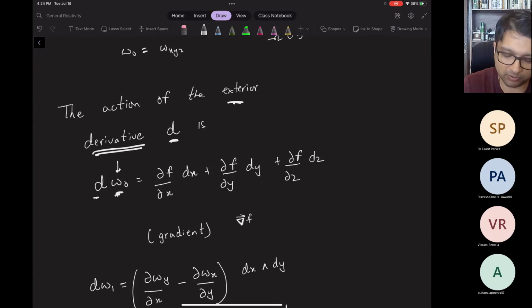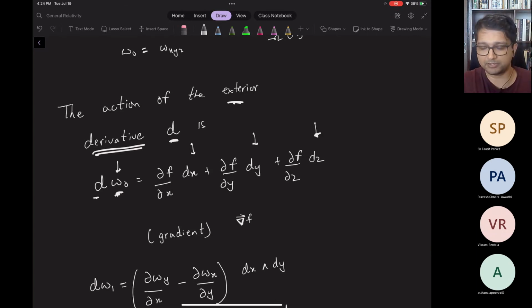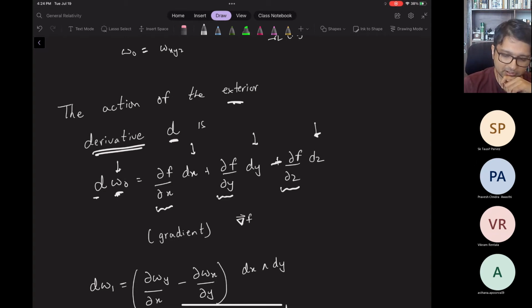First of all, the fact that it's a one form means that we'll get dx, dy, dz, because this is the basis of one forms. And then the coefficients will be partial f partial x, partial f partial y, partial f partial z. If you look at the coefficients, this is very reminiscent of how you take the gradient of a function. This will be the gradient, except that these things are multiplied by basis vectors of one forms.